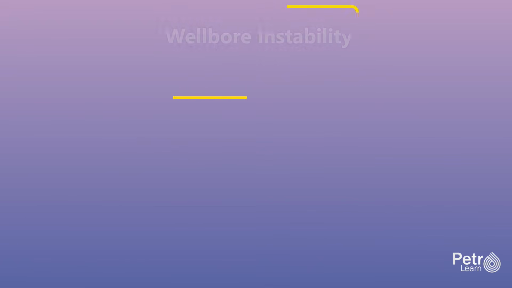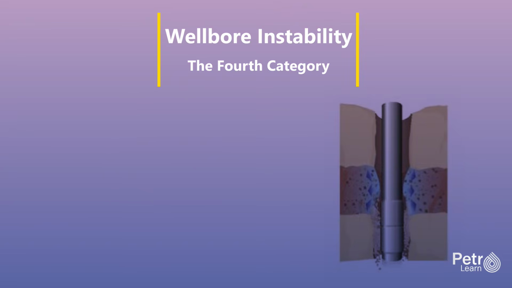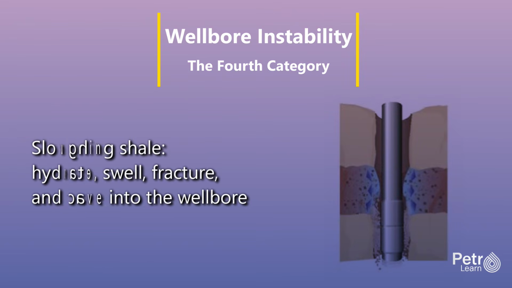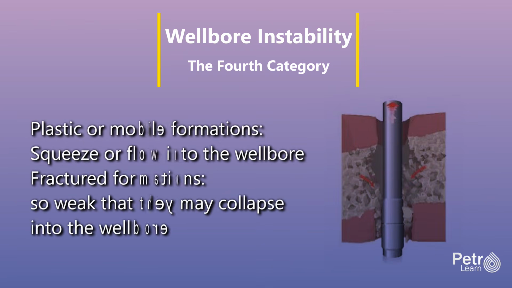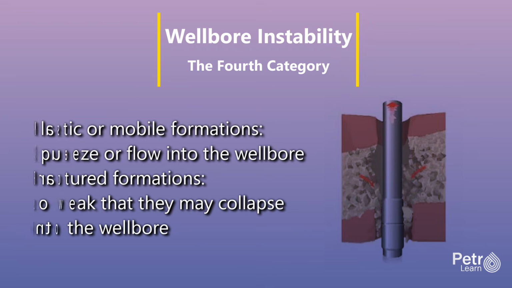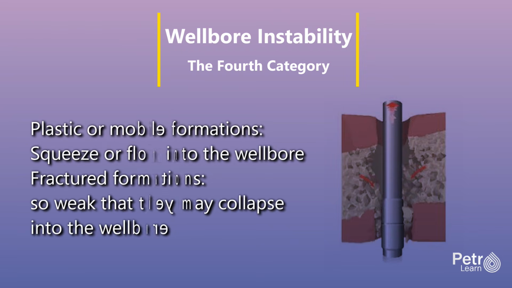The fourth problem category involves wellbore instability and hole problems. Sloughing shale occurs when reactive shale formations interact with water-based drilling fluid, causing the shale to hydrate, swell, fracture, and cave into the wellbore. This creates an oversized, irregular hole with piles of cavings that can stick the pipe or prevent proper cementing. Plastic or mobile formations, like salt, can squeeze or flow into the wellbore under the overburden pressure, reducing hole diameter and creating undergauge sections.